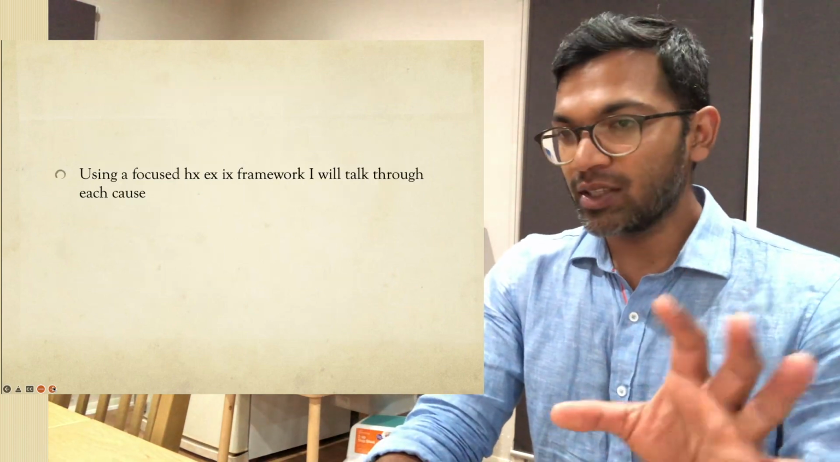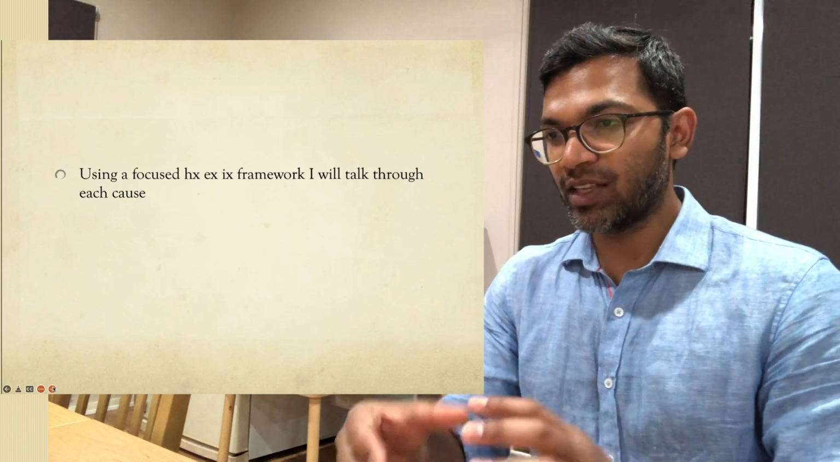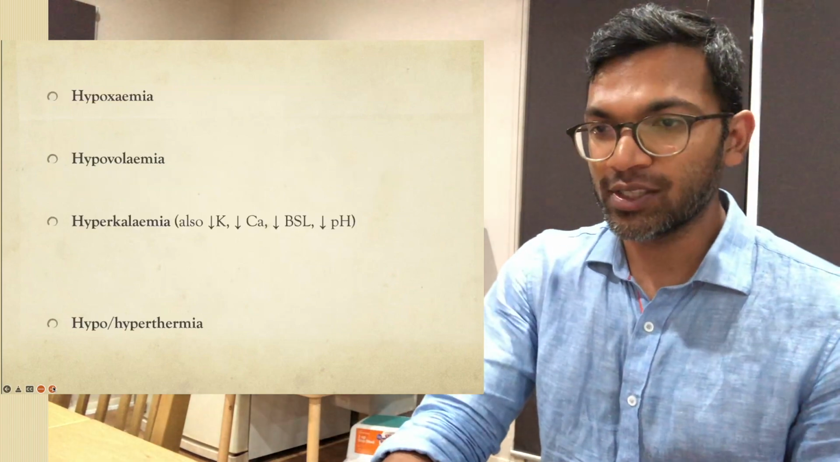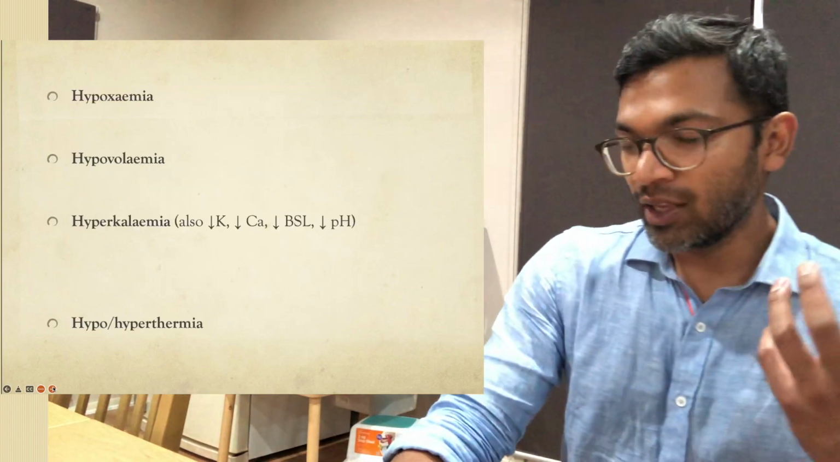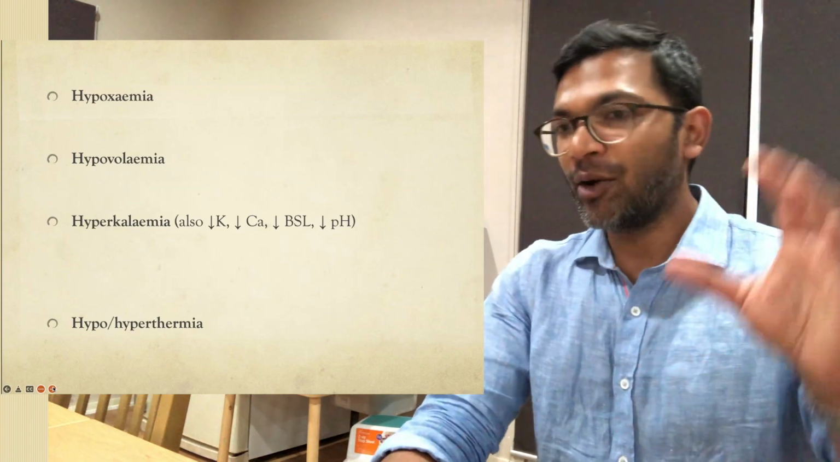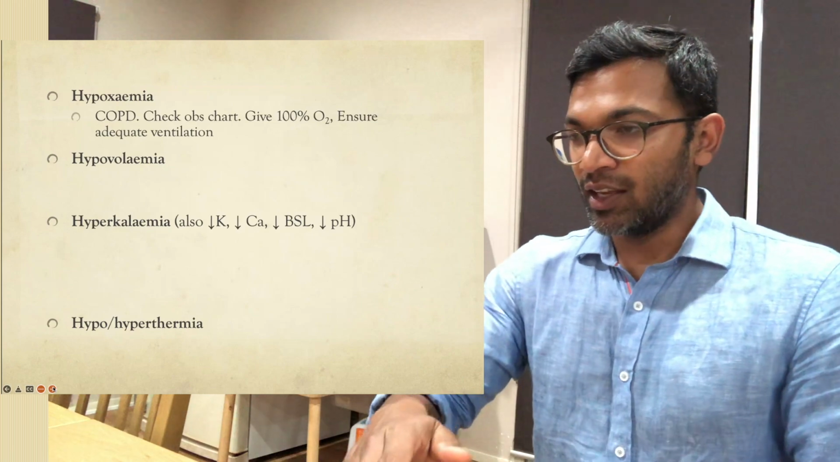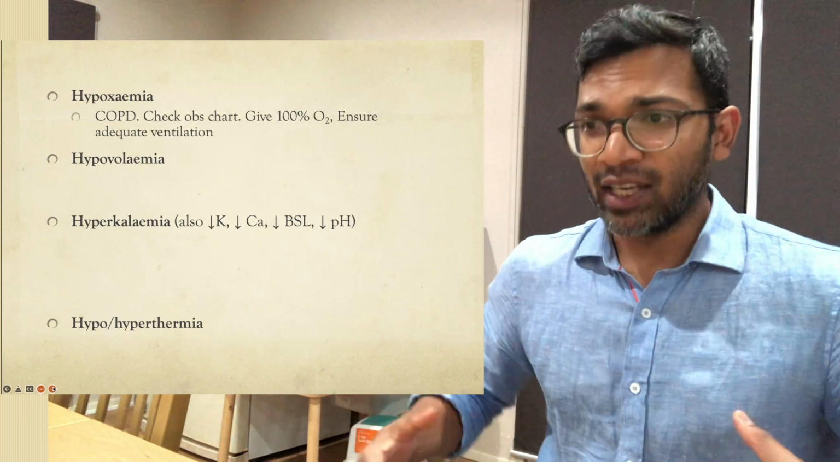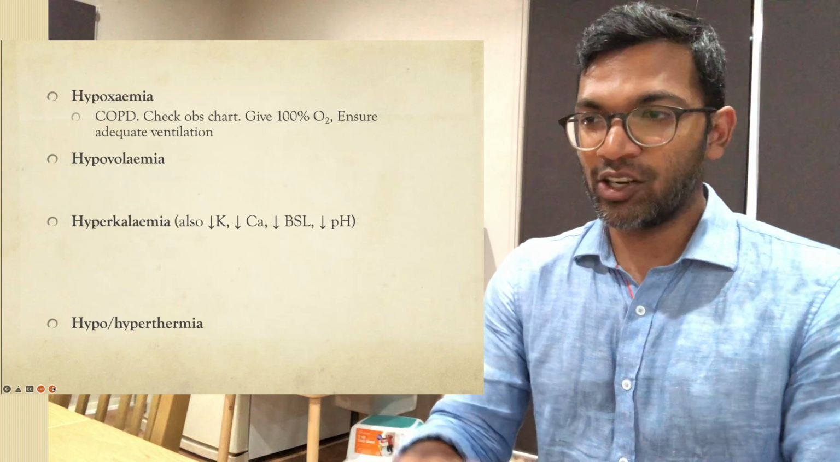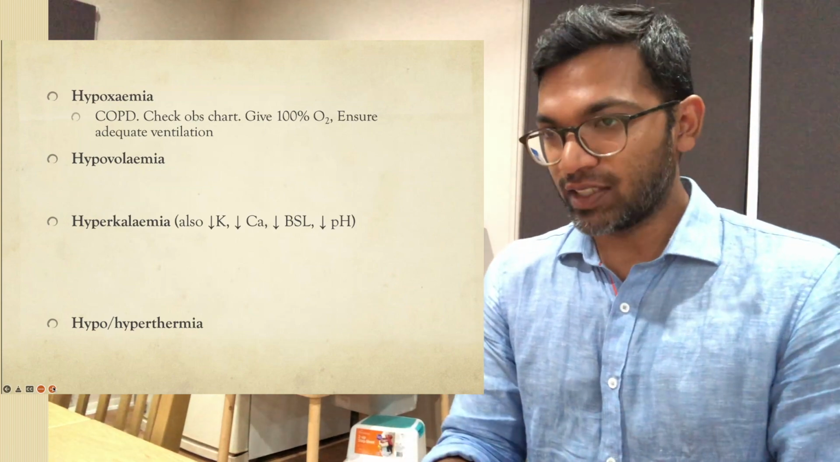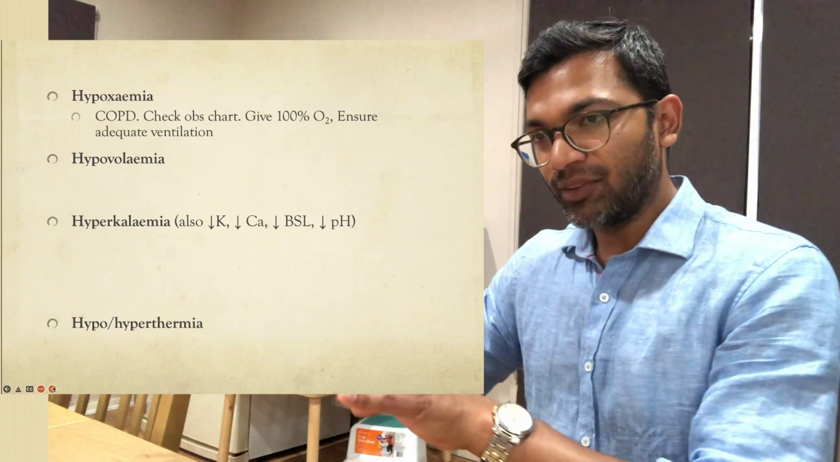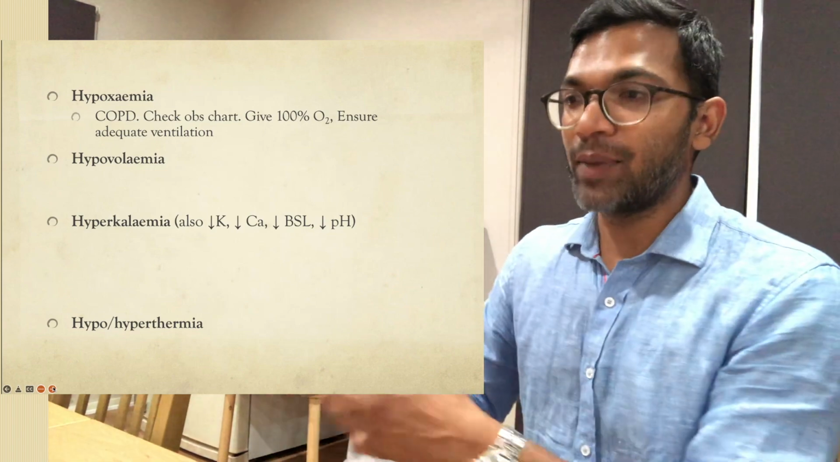So using a focused history, examination, investigation framework, I could talk through each cause. So hypoxemia, this patient has a history of COPD. I would check the vitals to make sure that the saturations weren't suddenly decreasing in a really bad fashion. We are giving 100% oxygen, and we're looking for adequate ventilation with that. So I've sorted out the oxygenation. We're doing the best we can.